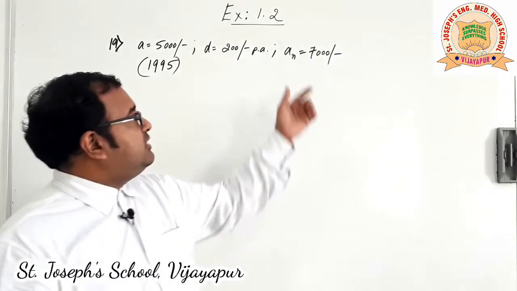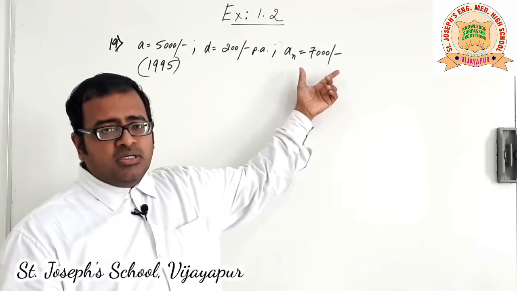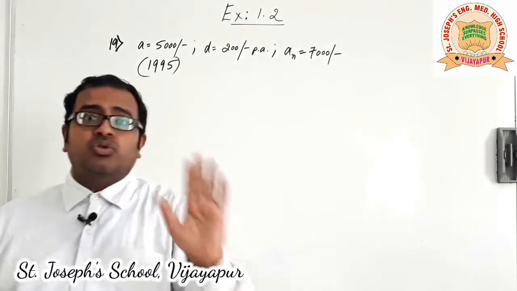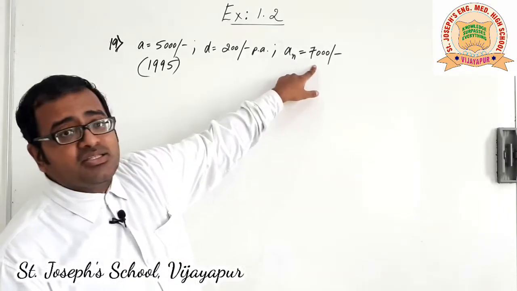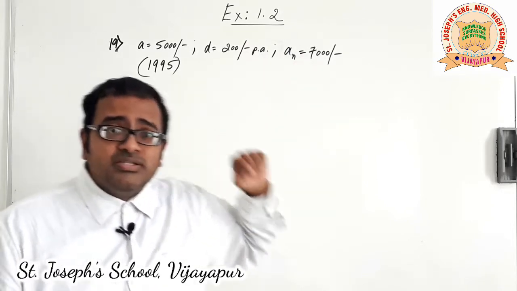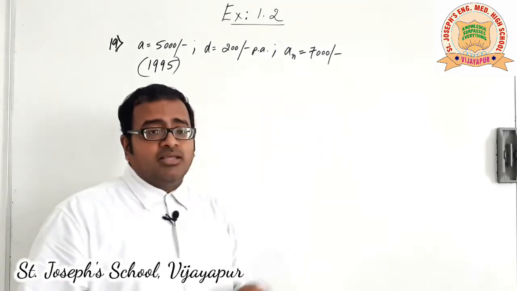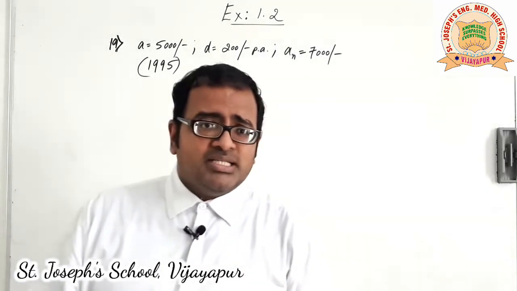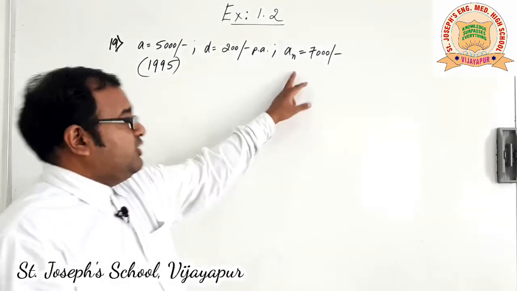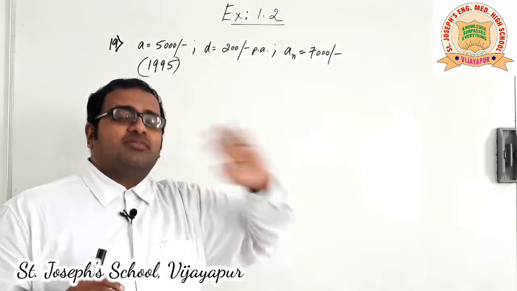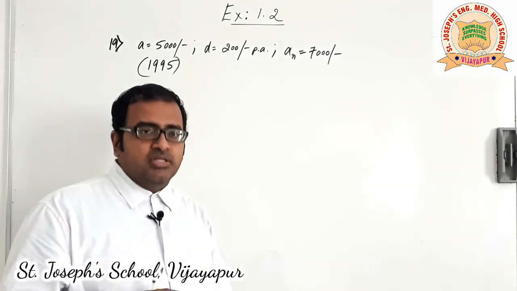Finally, he reaches the salary of 7,000 after a certain number of years. We don't know that. So I call it the last term or the nth term. But what is the value of n? We don't know. So which year does he get this 7,000? So that means first we have to find out the n value. Suppose n value is 3. Imagine n value is 3, the third year.